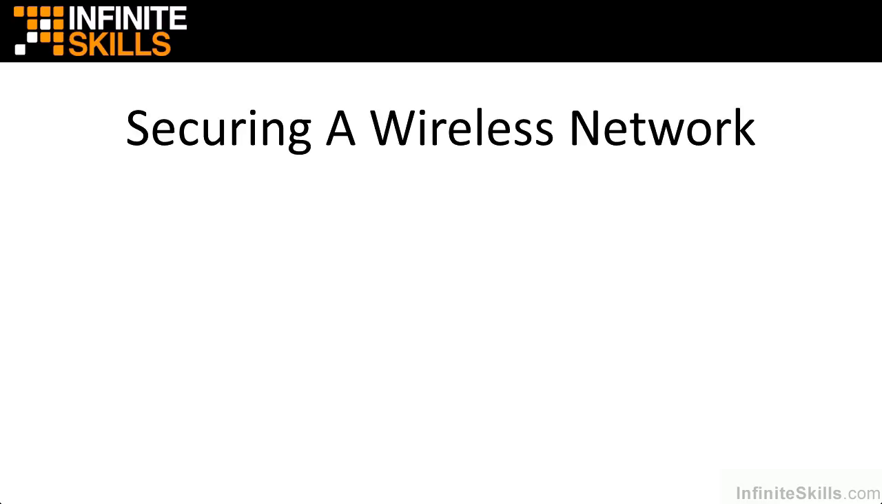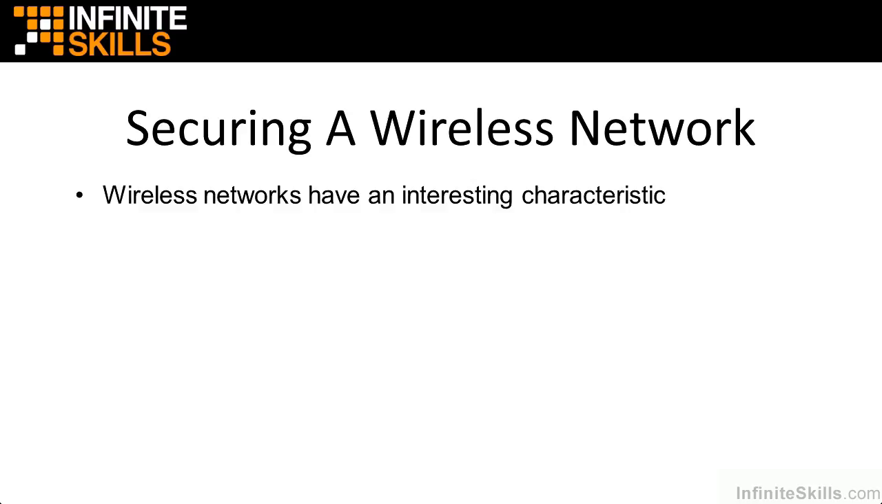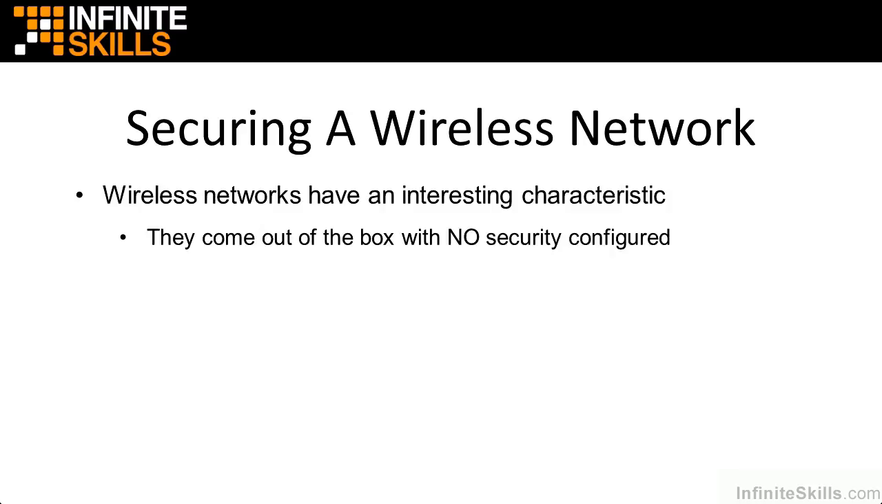Securing a wireless network. Now, I'm going to talk about three main things. Wireless networks have a very interesting characteristic. They come out of the box with absolutely no security configured. Now, this has to do with the way the whole wireless world started. There was a push by wireless manufacturers. They made it too easy, and as a result, security got sacrificed.